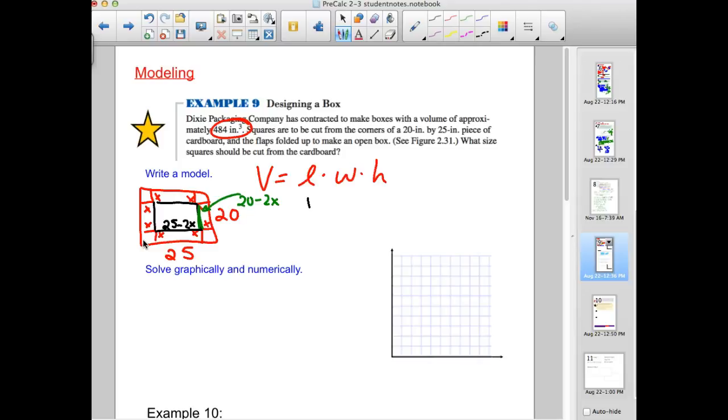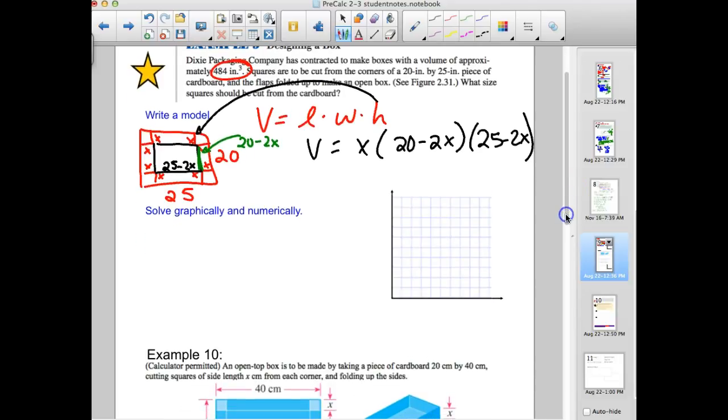So our volume model is going to be x for our height, because that's the portion that we're folding up, and then for our length and width, we've got 20 minus 2x and 25 minus 2x. For this example, I'm going to let you leave it in factored form like that. In our next one, I'm going to ask you to multiply it out. All right, and then the question says we want to have a volume of 484.